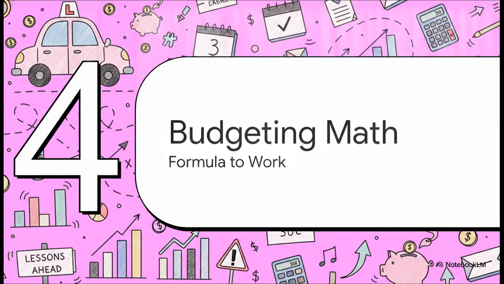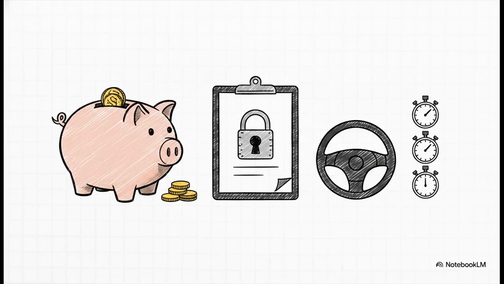Let's move on to Section 4, Budgeting Math, where we actually put this formula to work. Understanding the theory is cool, but let's see how it helps us. Imagine you've got a strict budget of 1,250 Rand saved up. You find a driving instructor, but they don't just charge a flat rate. They charge an R200 fixed registration fee up front, plus a variable rate of 150 Rand per lesson. So how do you figure out exactly what you can afford without going over budget?